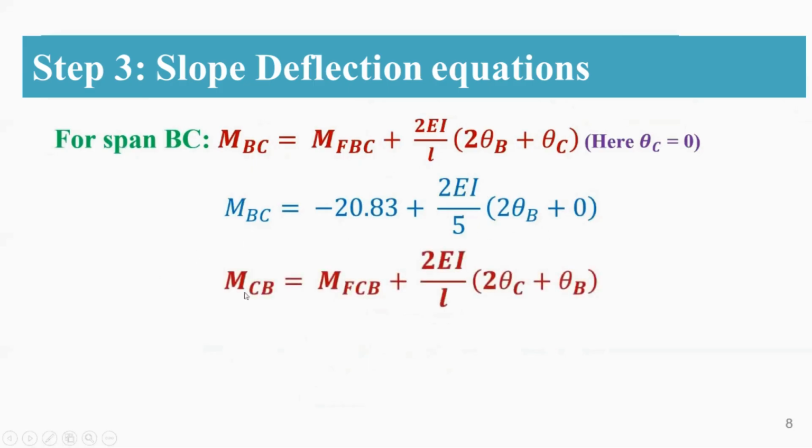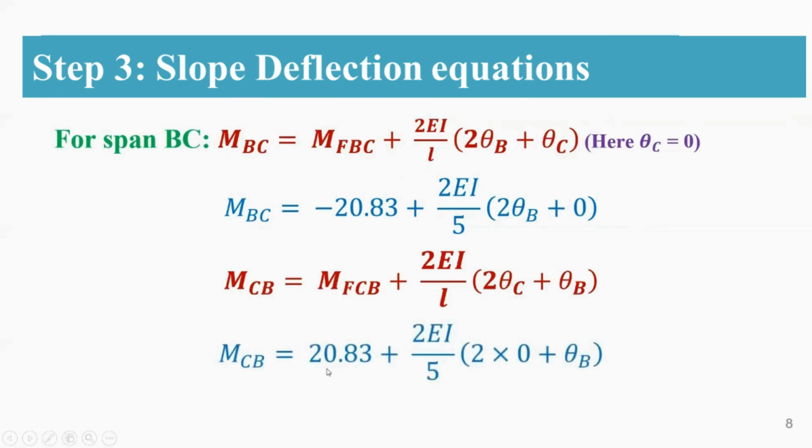Now in a similar way, MCB will be equal to MFCB plus 2EI by L into 2 theta C plus theta B. So now MCB also will become, here theta C is equal to 0, right? So this will become 20.83 plus 2EI by 5 into theta B. So this is for the BC span.